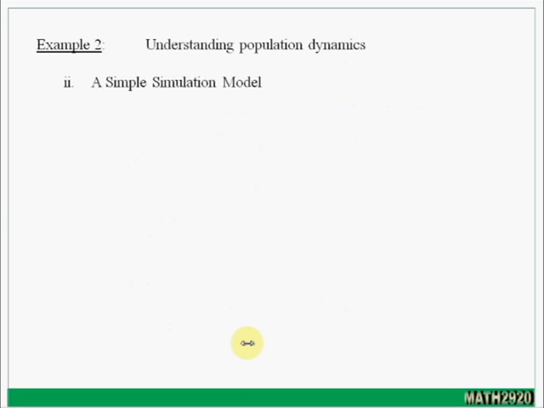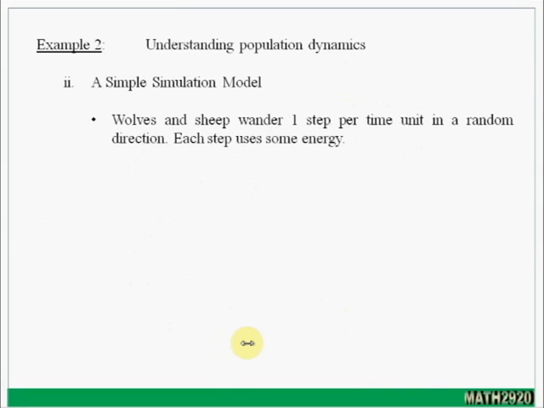Let's go along and now have a look at a simple simulation model. So let's make this one a little bit more complicated, but not too complicated. So here, let's assume, in this case I should call them wolves and sheep, but it could be any predator and any prey situation. So here we go. We're going to make some assumptions, and to make our simulation work, we're just going to make these assumptions. So wolves and sheep wander one step per time in a random direction, and each time they take a step, that uses some energy. Once you lose all your energy, it dies.